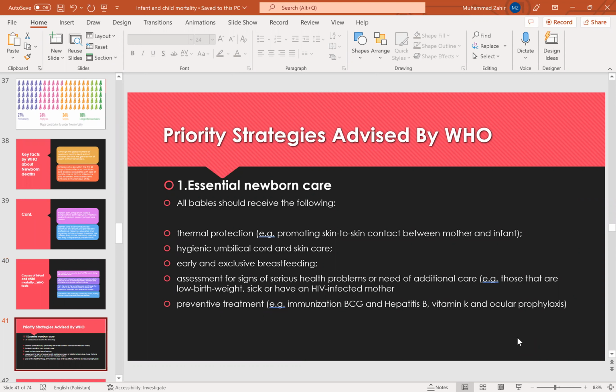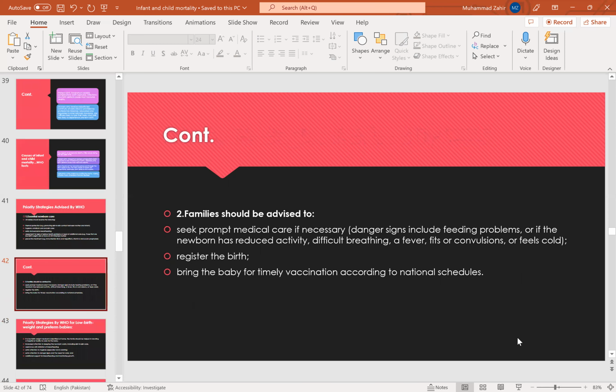All babies should receive the following. Thermal protection, which includes promoting skin-to-skin contact between mother and infant. Hygienic umbilical cord and skin care. Early and exclusive breastfeeding. Assessment for signs of serious health problems or need of additional care, for example, those that are low birth weight, sick, or have HIV-infected mothers. Then the preventive treatments include immunization, BCG, hepatitis B, vitamin K, and ocular prophylaxis.